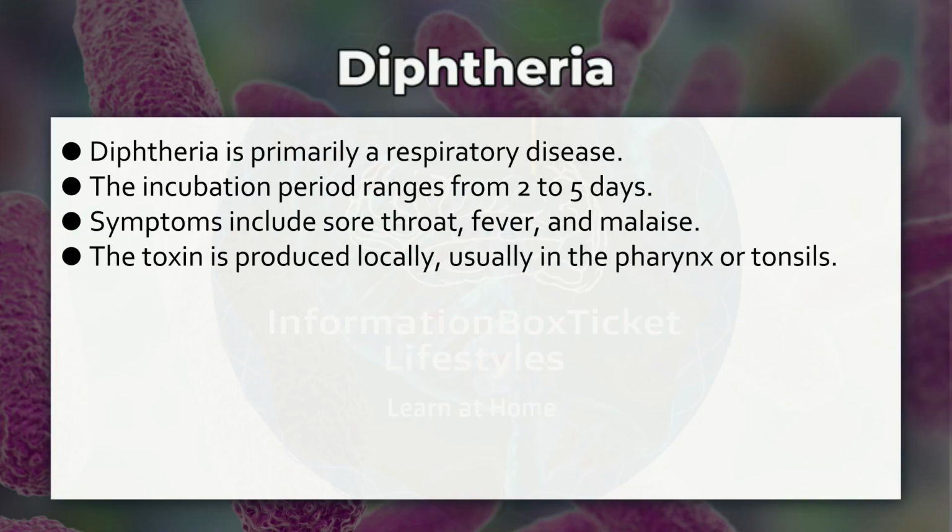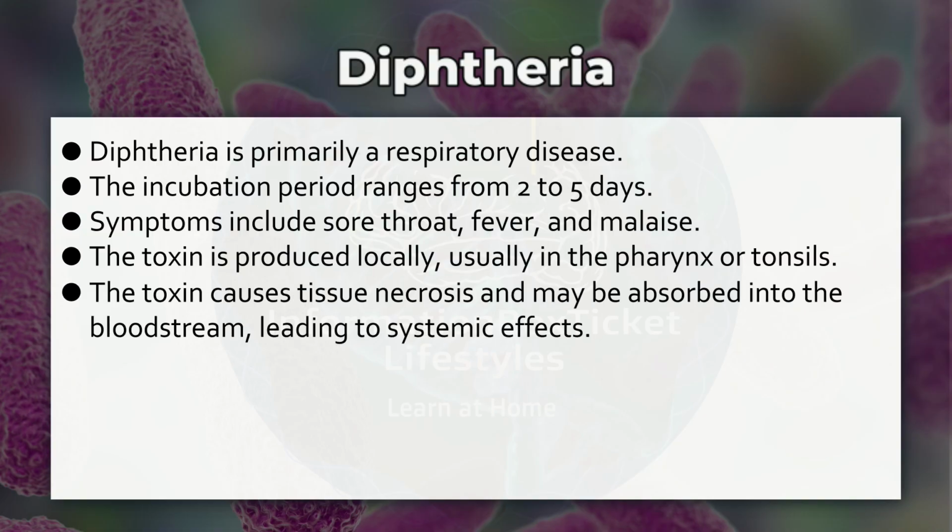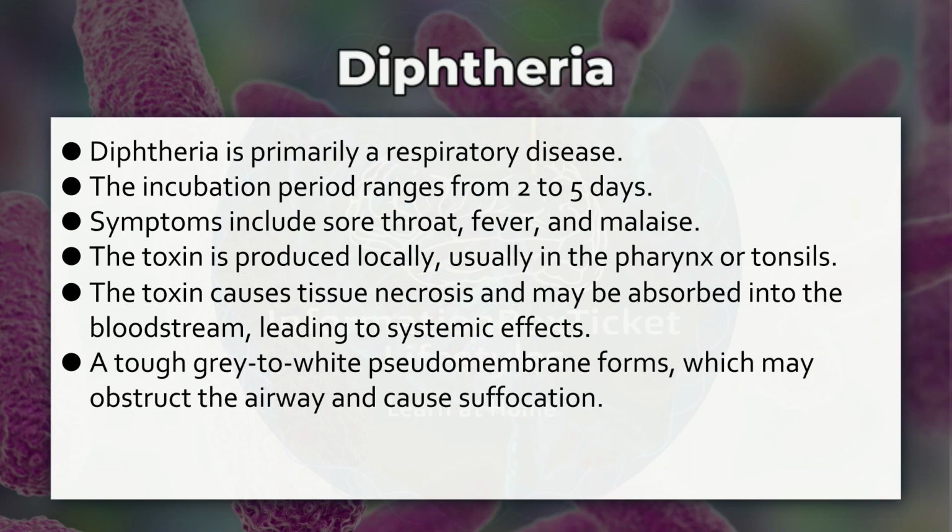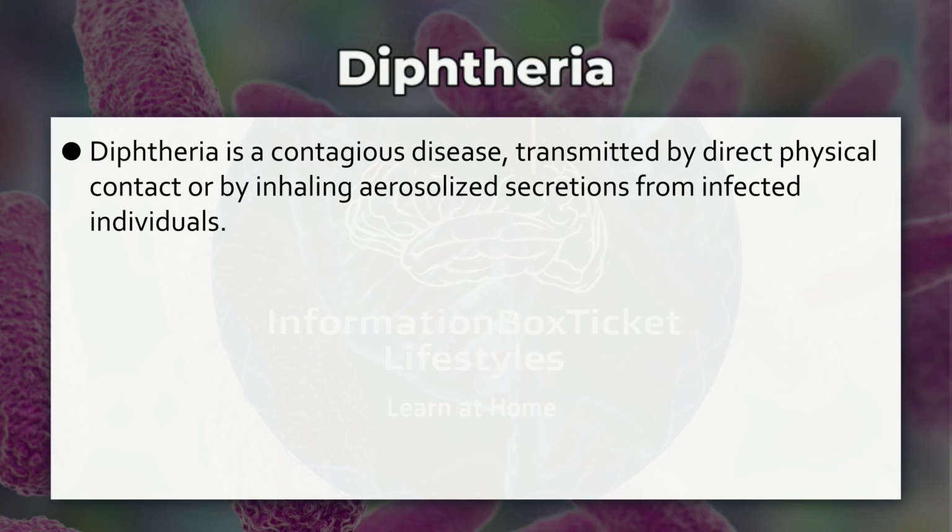The toxin is produced locally, usually in the pharynx or tonsils. The toxin causes tissue necrosis and may be absorbed into the bloodstream, leading to systemic effects. A tough gray to white pseudomembrane forms, which may obstruct the airway and cause suffocation. Diphtheria is a contagious disease, transmitted by direct physical contact or by inhaling aerosolized secretions from infected individuals.